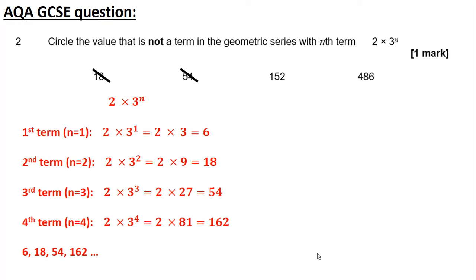So looking at our 2 remaining answers, 152 is definitely not going to be later on in the sequence because 162 is already too big and we're going to be getting bigger and bigger and bigger. 152 is going to lie in between the third and fourth term. So we know that 152 isn't in the sequence. If you wanted to, you could times 162 by 3 and you would get 486. So you could confirm it that way as well.